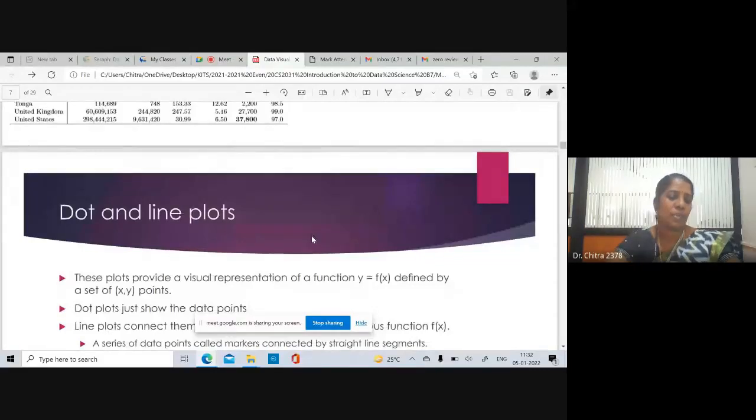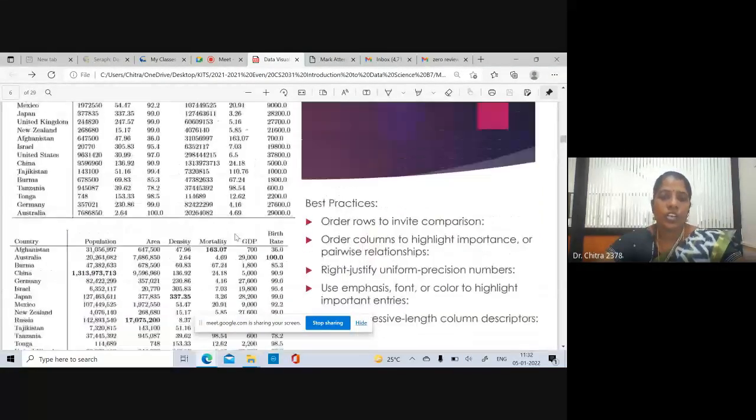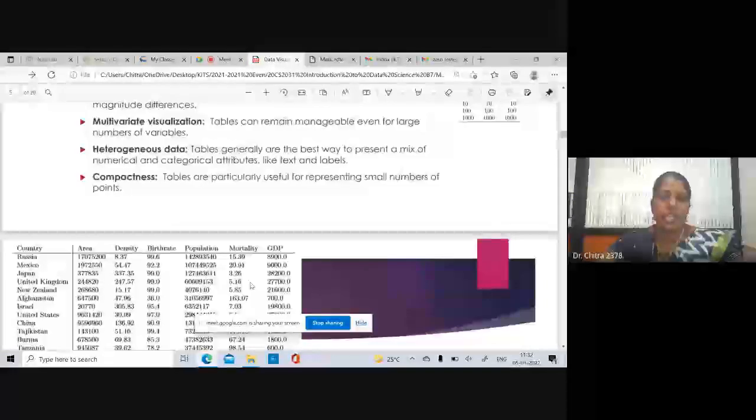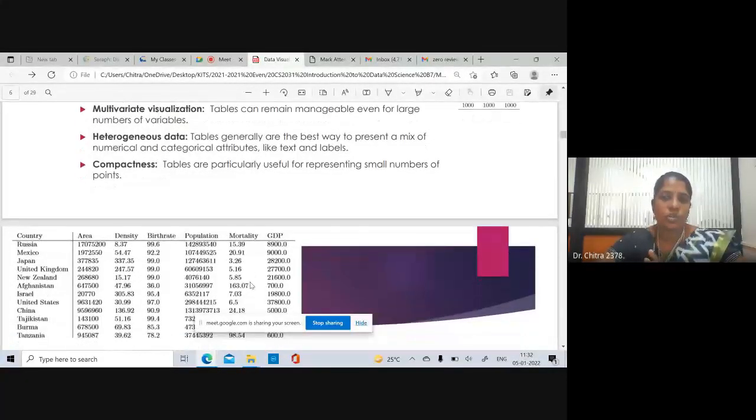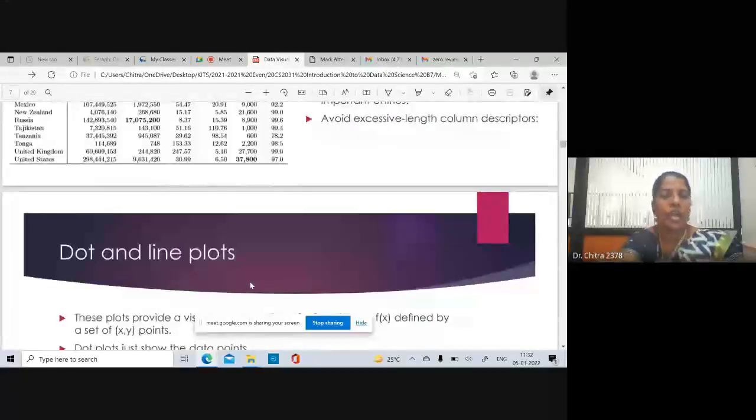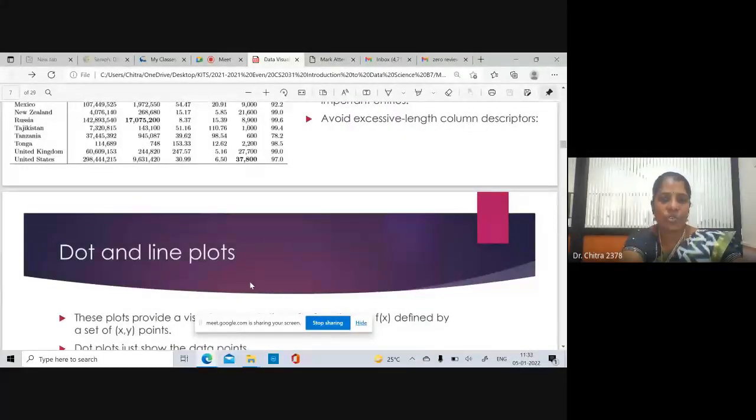Dot and line plots. The next important data visualization technique is the dot and line plots. How can you represent this table? By using the array concept, we will represent the table. Arrays are used to represent tables in Python. And next is the dot and line plots. You all are familiar with that.